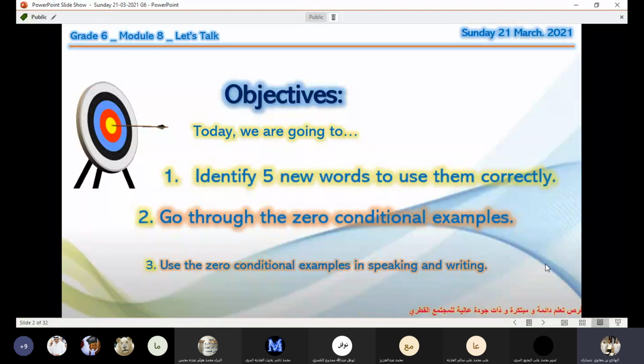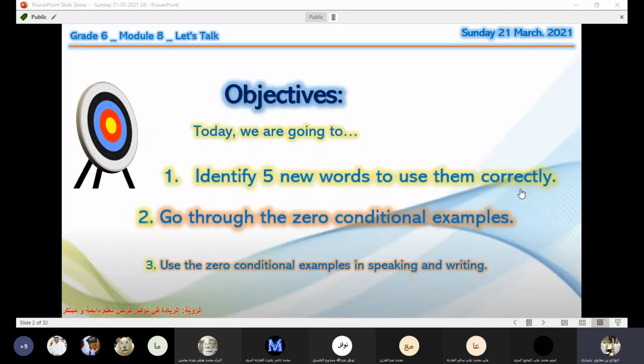We will know what 0 conditional is later on, okay, my dear friends? Don't worry, we will explain to you what the 0 conditional is later on. Okay. Thank you, Muhammad Abdul Aziz. Thank you so much.